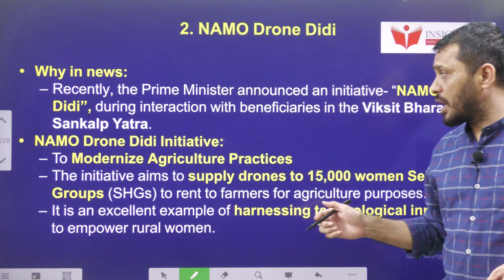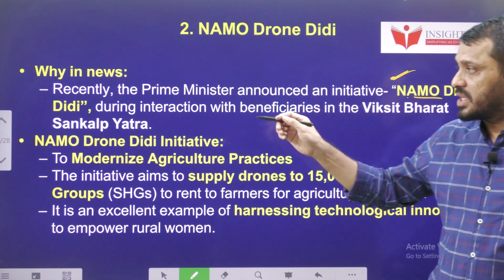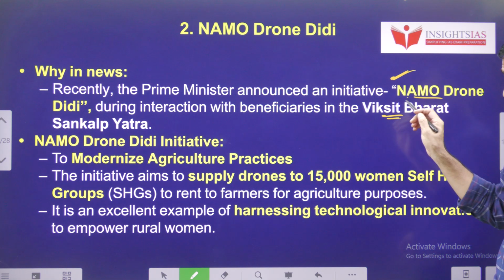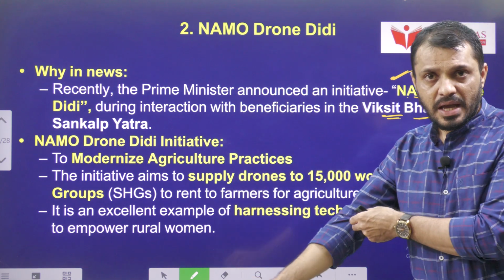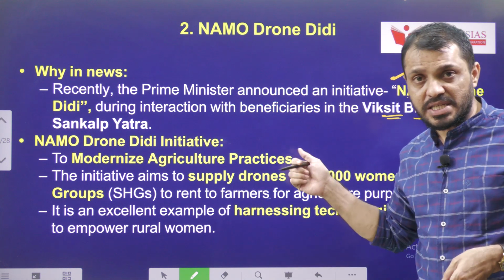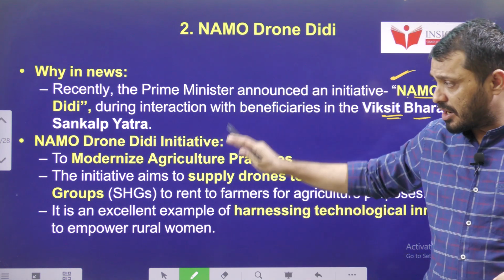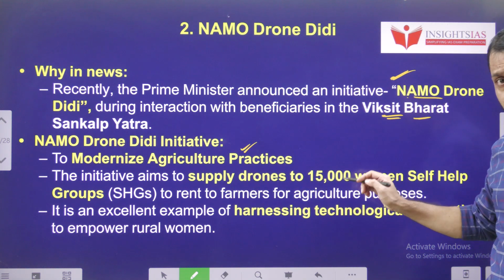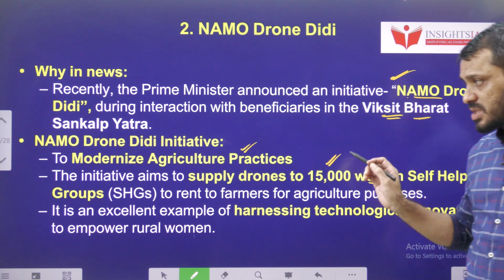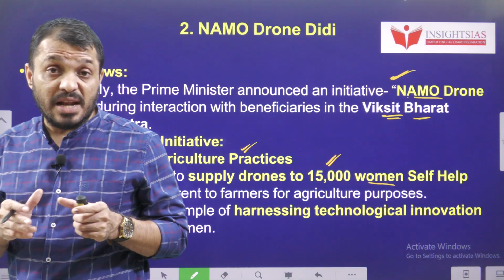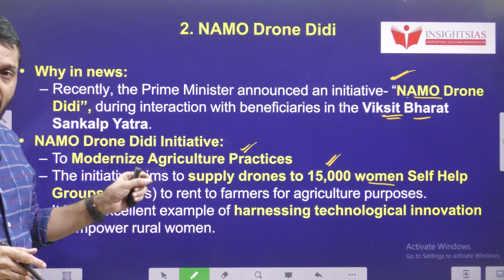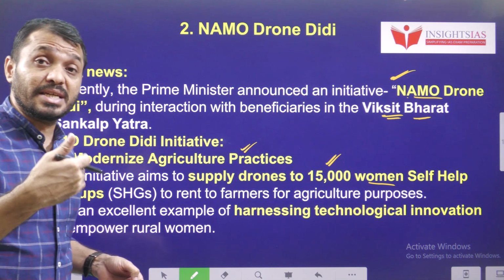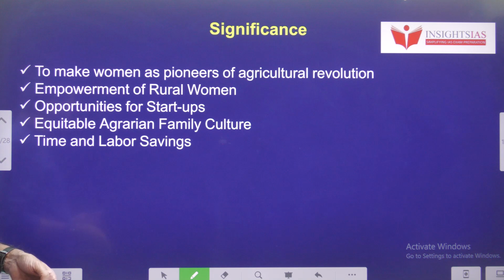Let's see. The Prime Minister announced an initiative called Namo Drone Didi Yojana while he was interacting with the beneficiaries of the Viksit Bharat Sankalp Yatra. As he was interacting with these beneficiaries, he announced this particular scheme. It mainly aims at the modernization of agriculture practice. Under this initiative, around 15,000 self-help groups will be given drones, and those drones will be useful in agriculture, so that technology can be harnessed in agriculture. That you have to understand.